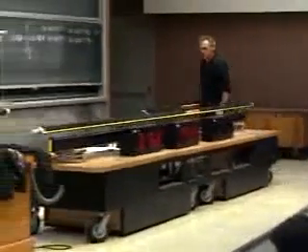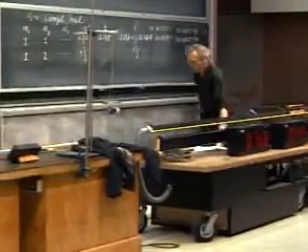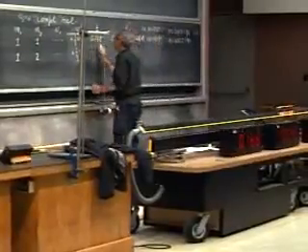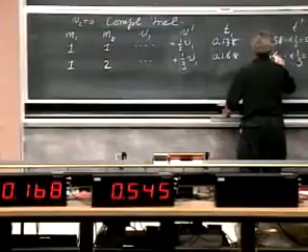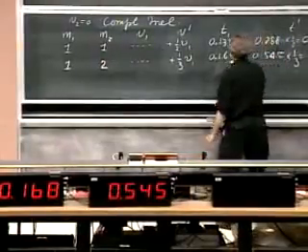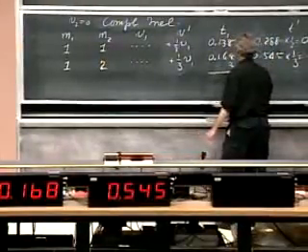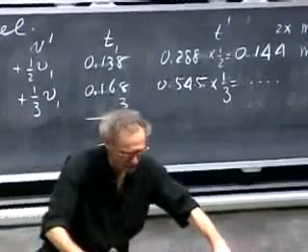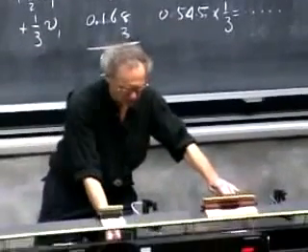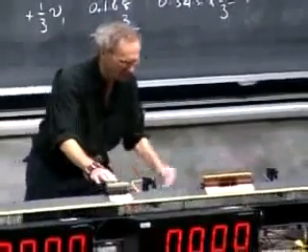168, 545. Multiply this by 3. 504, 545. 8% difference is a little high, but these things can happen. I told you they bounced. I didn't like that. And then they got stuck again.